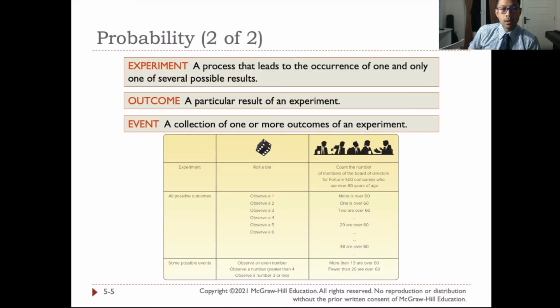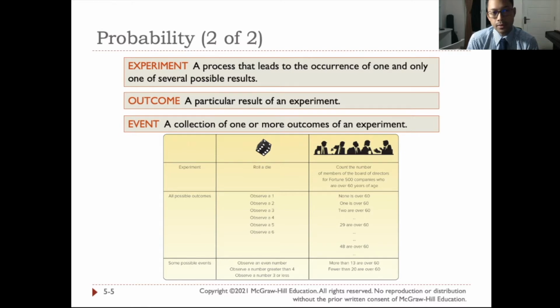Okay, so let's talk about the next definitions. So the first one is experiment. An experiment is a process that leads to the occurrence of one and only one of several possible results. So for example, it could be a roll of a die. It could be counting the number of members of the board of directors for Fortune 500 companies who are over 60 years of age. So those are examples of an experiment.